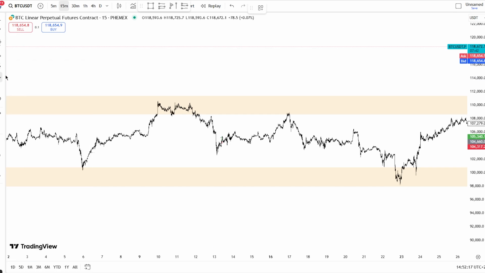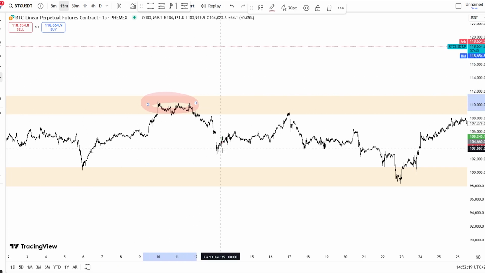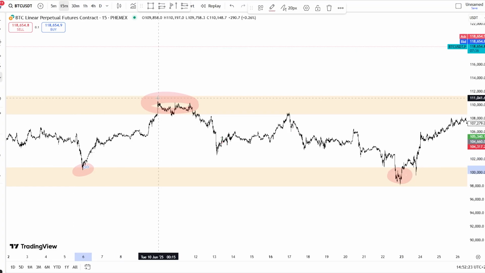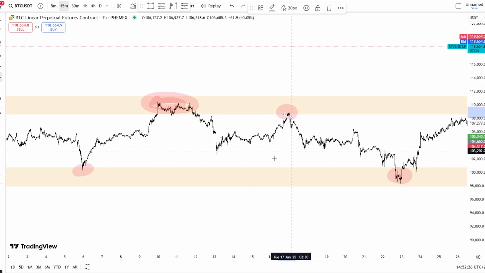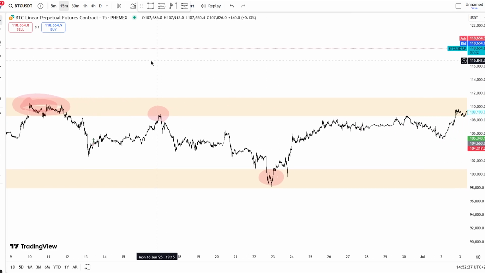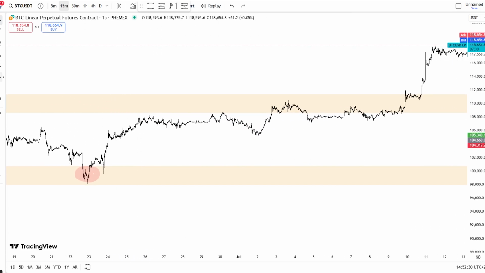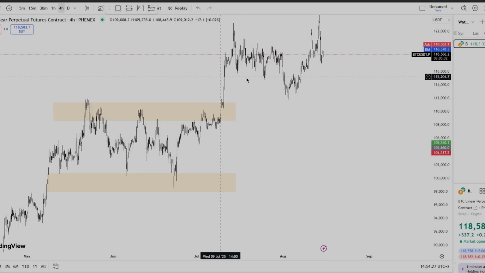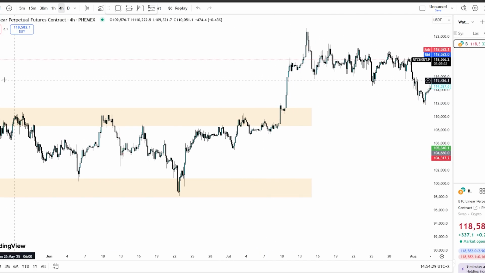At the range low, there were several bullish opportunities to make profit from, just as there were short opportunities at the range high of this range. Whenever the price reached the range high, we looked for a bearish order flow setup on the 15-minute time frame. Likewise, when the price approached the range low, we waited for a bullish order flow setup. This is an example of how we trade within a range.